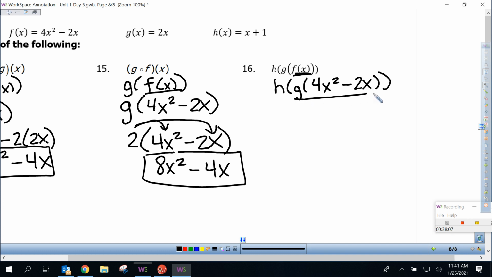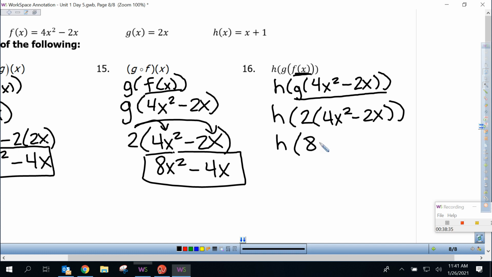Next, we need to do g of 4x squared minus 2x. I need to go to g's equation, and wherever I see an x, replace it with what's in parentheses. So for g's equation, we need to do 2 times all of this. So we do 2 times 4x squared minus 2x. Distribute that 2. What is 2 times 4x squared? 8x squared. And 2 times negative 2x, negative 4x.